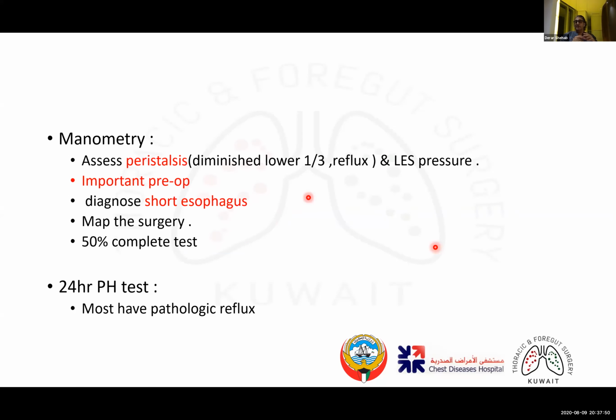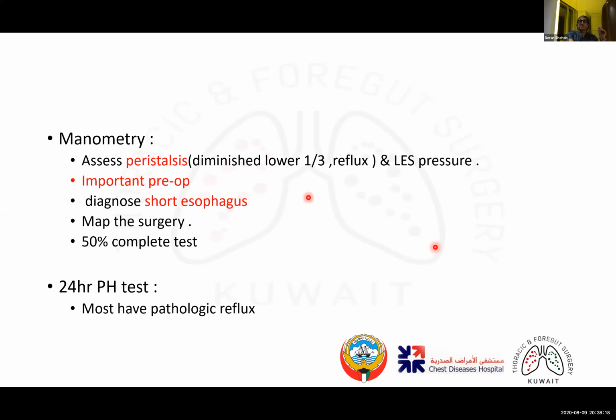If I have the facility, I should basically ask for manometry. Again, in this situation, the manometry will help me to assess the peristalsis and to check whether there is an underlying motility disorder. It's very important to do it preoperatively because I want to map my surgery correctly, and I want to plan the type of repair for those patients.